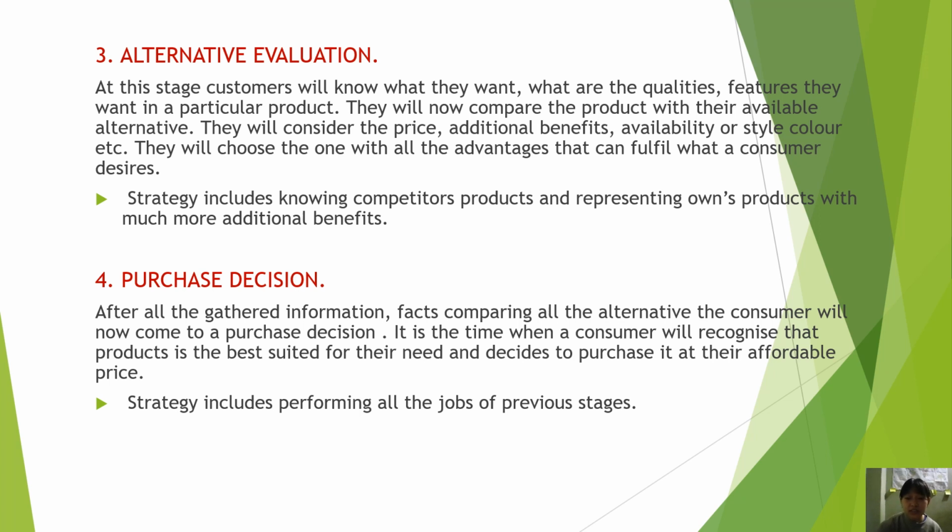In this stage, after going through the above 3 stages, the consumer decides what to buy and where to buy it. The consumer makes a smart choice to buy a product based on their needs and wants after looking at all the facts of all the alternatives and options. At this stage, the company strategy includes performing all the jobs of the previous stages.